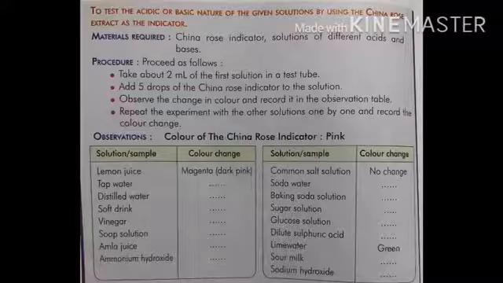Conclusion: acid or acidic solutions turn pink color of China rose indicator to magenta. Base or basic solutions turn pink color of China rose indicator to green. Neutral solutions do not have any effect on the original color of the China rose, so the color remains pink.